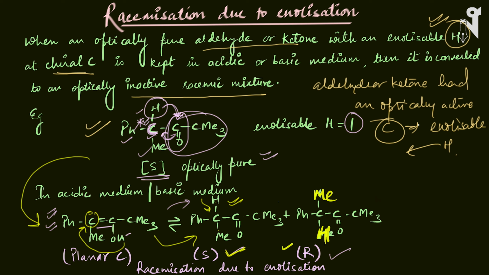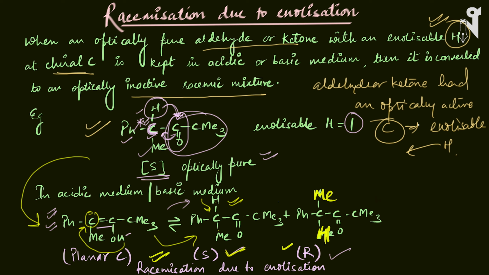And hence we say that after enolization, when the enol gets converted back into aldehyde or ketone, racemization takes place. So initially if your aldehyde or ketone was optically pure, it will not remain optically pure for a longer time. Your resultant mixture or compound will become an optically inactive racemic mixture. Okay, so enolization causes racemization. This is what you have to understand.